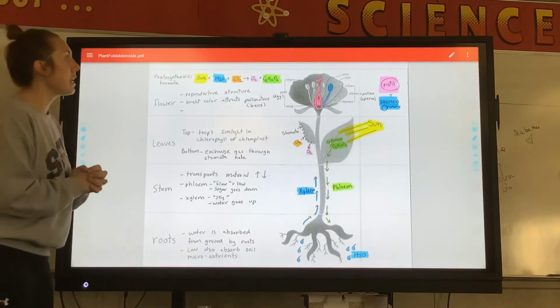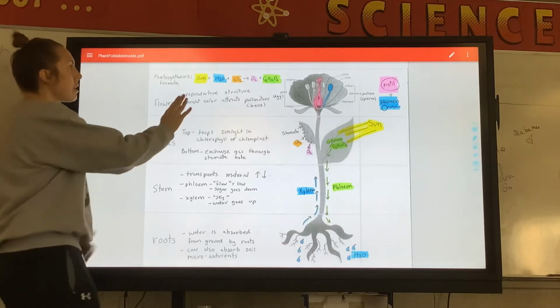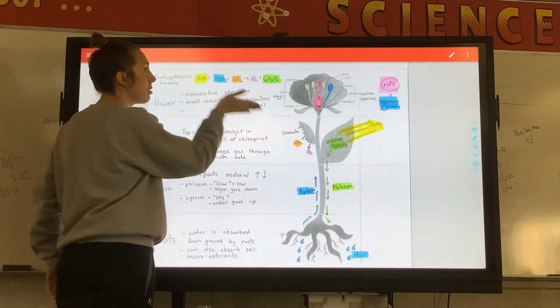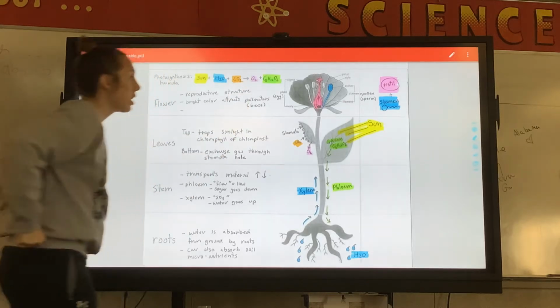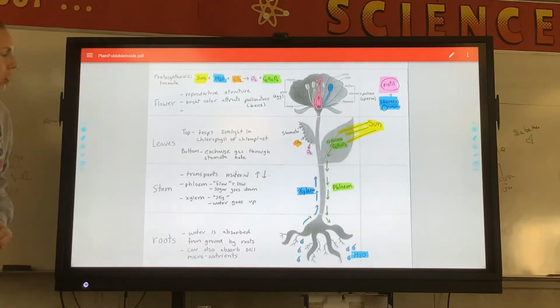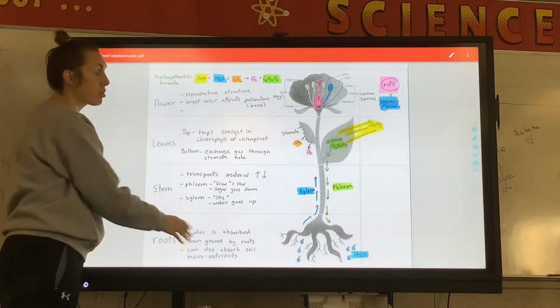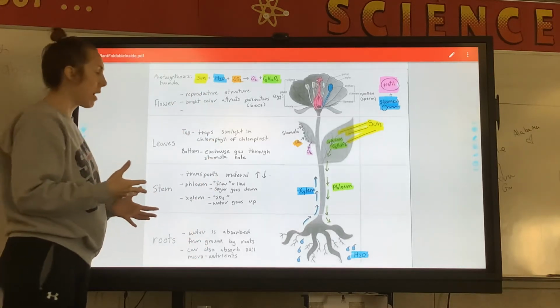Okay, so first thing I did was I put the formula for photosynthesis. Sun, water, CO2 yields oxygen and glucose. So first off, let's talk about the parts of the plant. I already have this all written down here, so I'm just going to reiterate what I just wrote down.